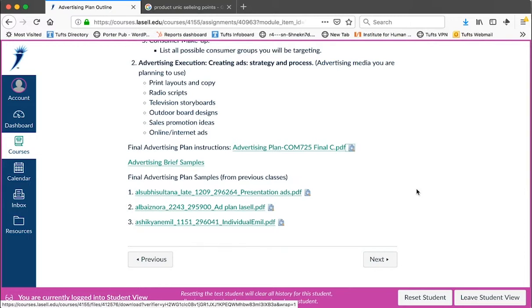Finally, I have 3 samples of final projects from previous class. So go through this and it will give you an idea how your final product should look like. This, again, is the final product. This is not the outline that we need for this week, but this gives you an idea where you can find some information in order to accomplish this advertising outline.